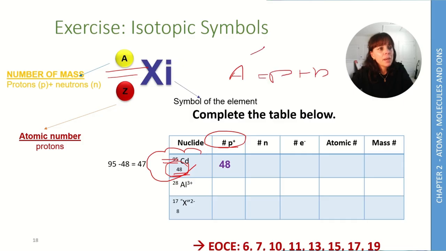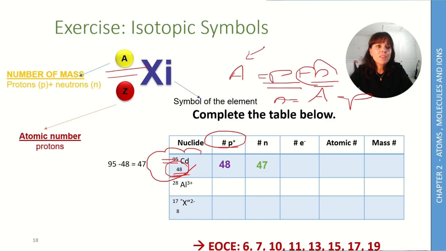So if I have the mass and I have the protons, I can find the neutrons. That will be mass minus protons, right? So we're going to do that, so 47. And electrons, it's a neutral element, so I don't see any charge over here, so it will be the same number of protons. And I have the atomic number and the mass number.